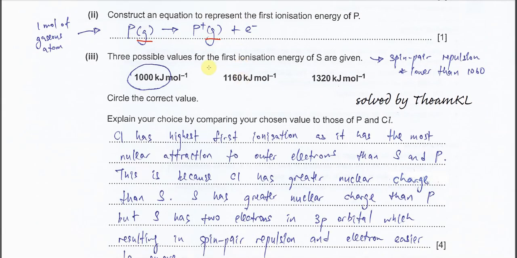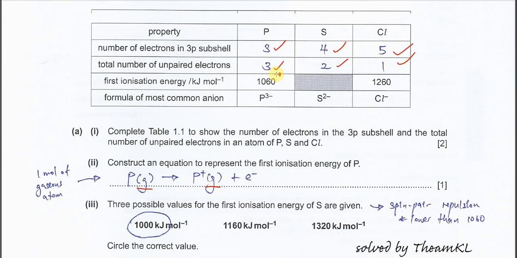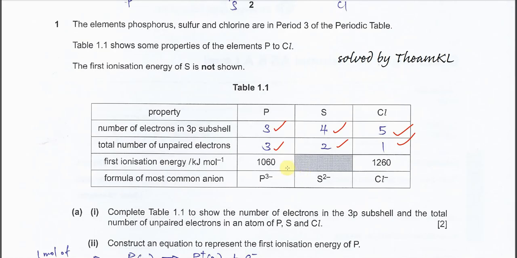Part 3. Three possible values for the first ionization energy of sulfur are given: 1000, 1160, 1320 kilojoules per mole. And we should choose the one that is lower than phosphorus. For phosphorus it is 1060, so we should choose the one lower than phosphorus.